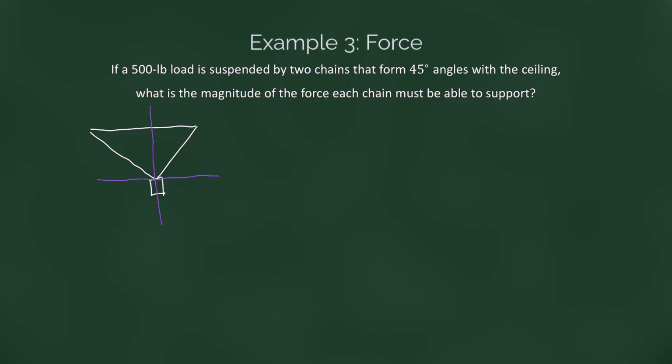We have force 1, this force right here. This is a 45-degree angle. So we can see from that that this is also going to be a 45-degree angle. And so force 1 is going to be equal to its magnitude times the cosine of 45, and its magnitude times the sine of 45. And its magnitude is ultimately the thing we're trying to find. So we can write that as the magnitude of F1 times root 2 over 2, the magnitude of F1 times root 2 over 2.